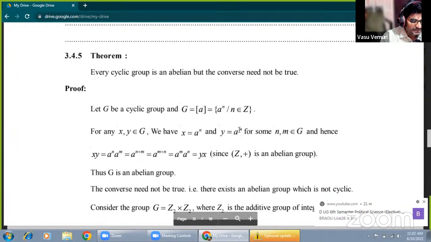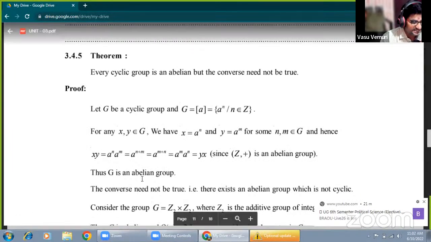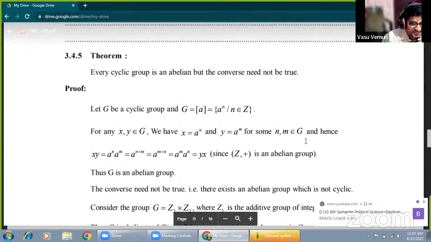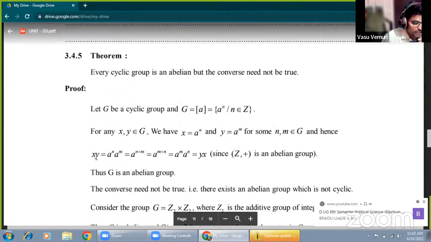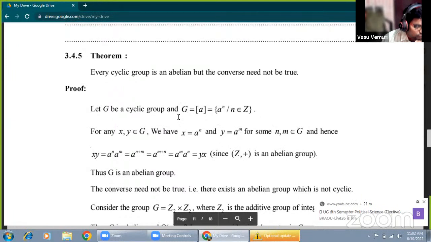And the powers of the elements here, n and m, are two integers. Now here n, m are integers. Sorry, this is not G, capital Z is there. Please rectify this: n, m belong to Z, not G. Now suppose x and y are any two elements of the cyclic group. xy is a power n into a power m, so this is a power n plus m.